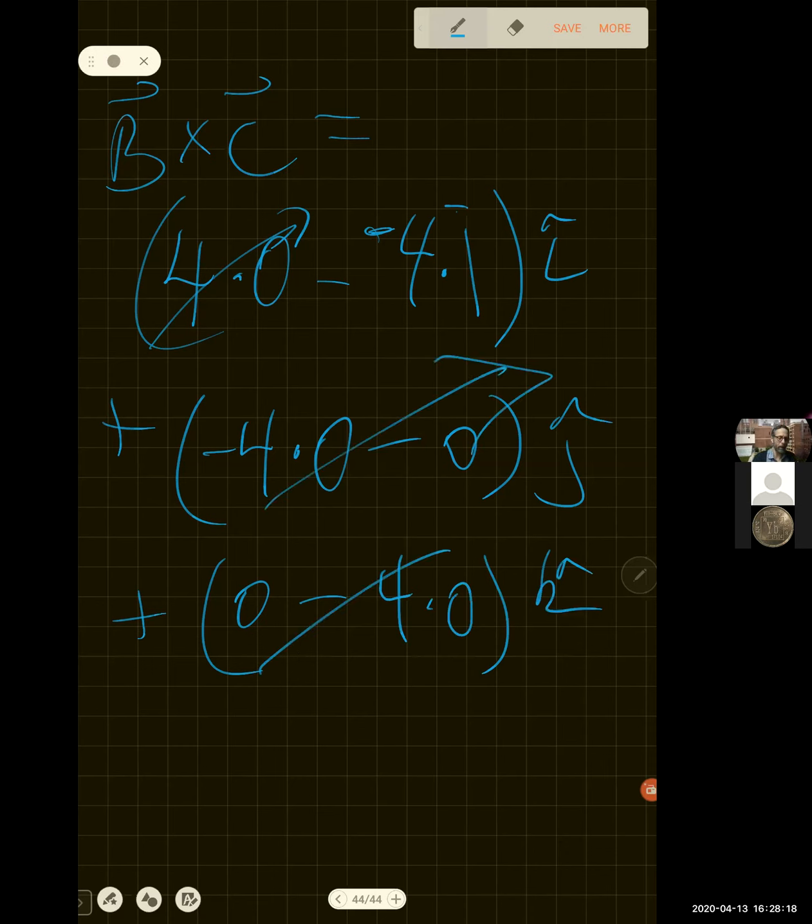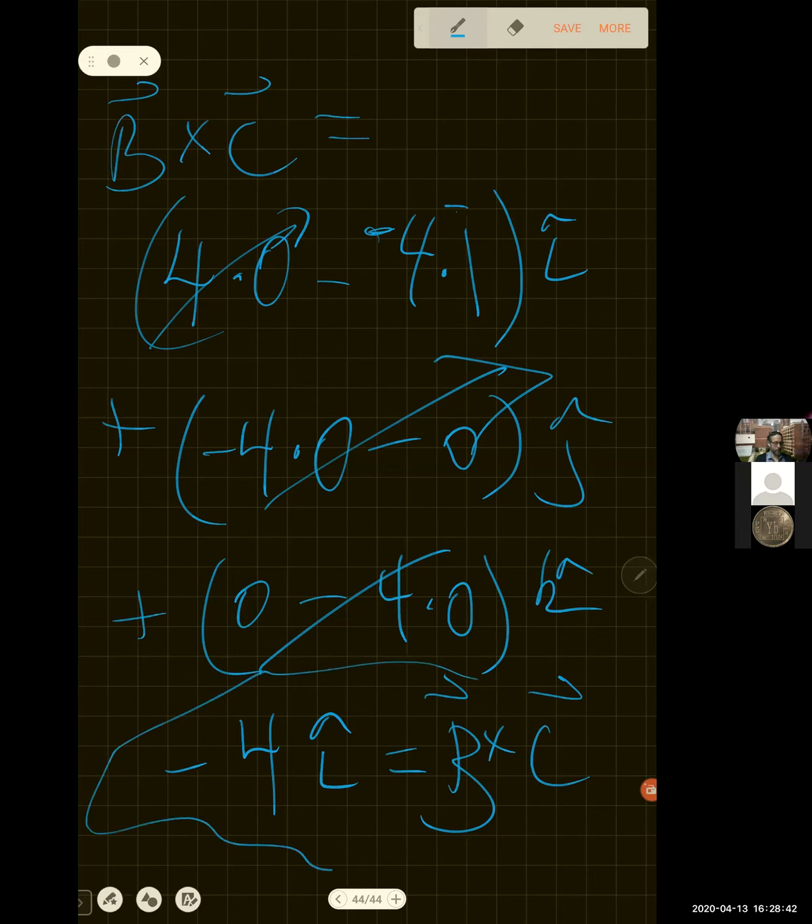And the first one, even though I'm sure there are so many negative signs I'm going to screw it up, I think you get negative 4 times negative 1 is positive 4, but it's subtracted. So I believe the answer is negative 4 i hat. That is a very simple vector, one that points to the left on the x-axis 4 steps, but it is a vector. That's what I believe is the answer to B cross C.